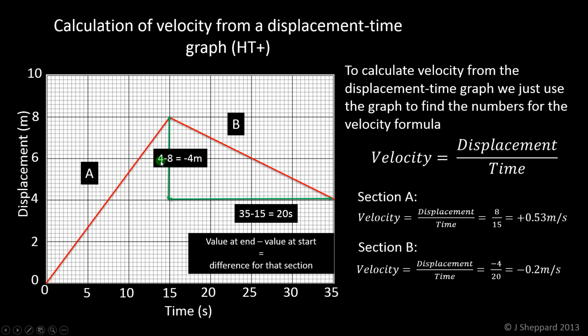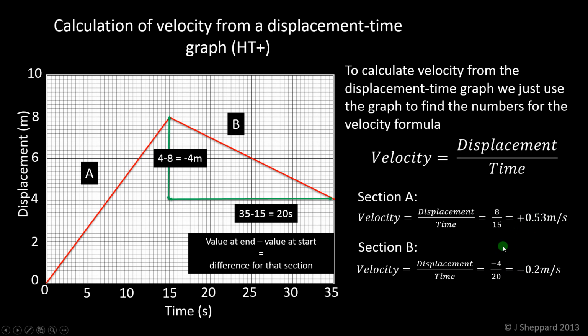So sure enough, if we use our value at end minus value at start rule, then we get a displacement of 4 meters at the end, and we started with a displacement of 8 meters. 4 minus 8 gives us minus 4 meters. And our time for that section goes from 15 to 35 seconds, so it's 20 seconds in total. So displacement divided by time for section B is minus 4 divided by 20, giving us minus 0.2 meters per second.